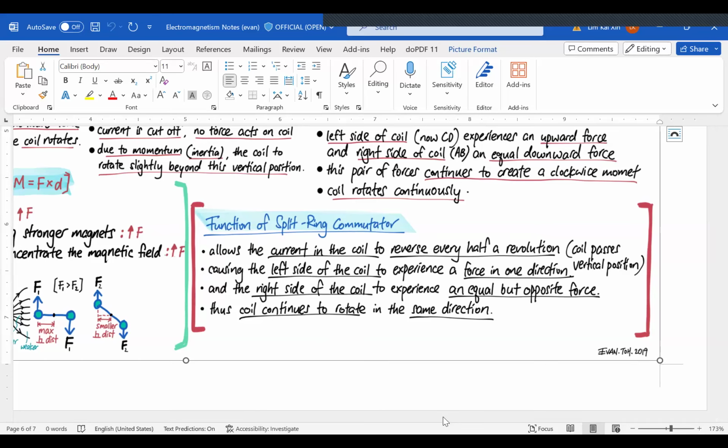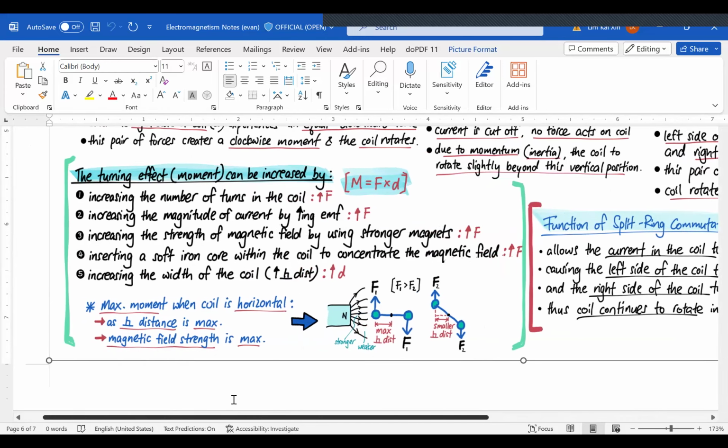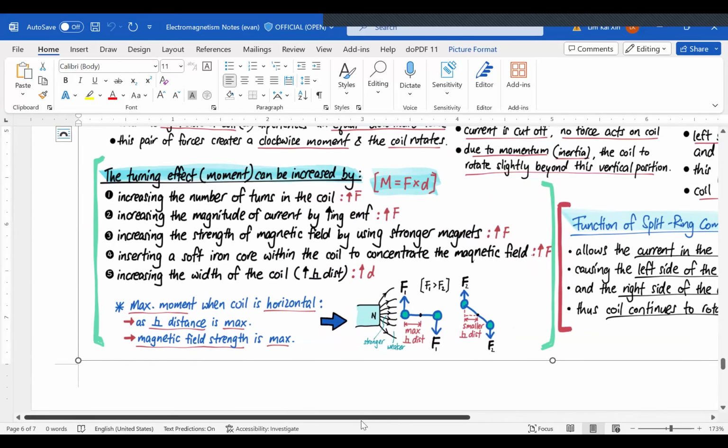Okay, so next we'll move on to how we can increase the turning effect or moments of this motor. We can increase it by increasing the number of turns in the coil, because this will increase the force that acts on the coil. When there's a larger force, there'll be a larger moment, because of this formula: moments is force times distance. So to have a larger moment, I can either increase the force or the distance, or I can increase the magnitude of the current by adjusting the rheostat. Or I can increase the EMF by adding more batteries.